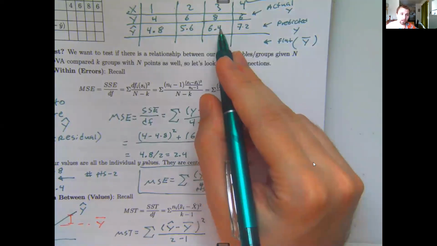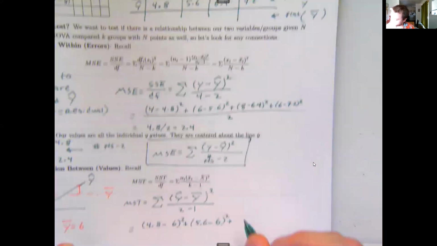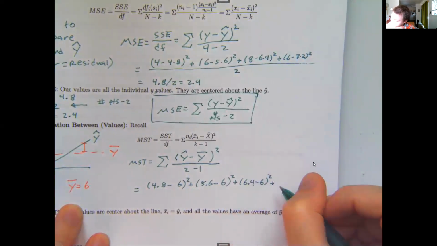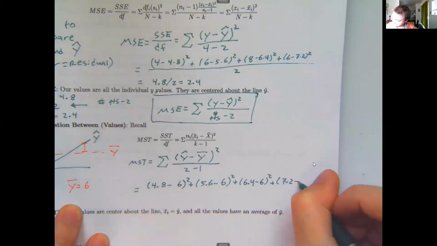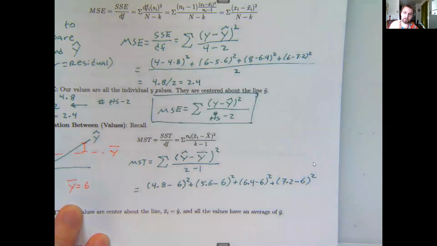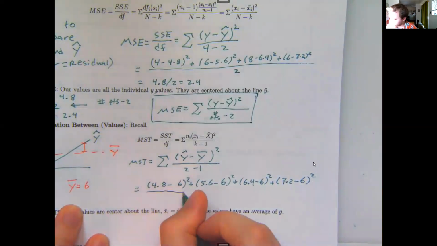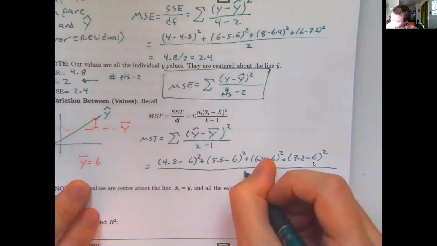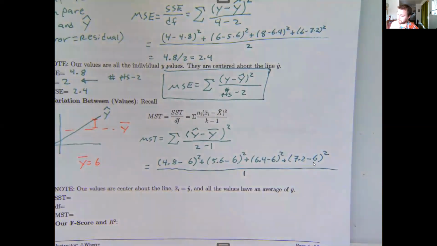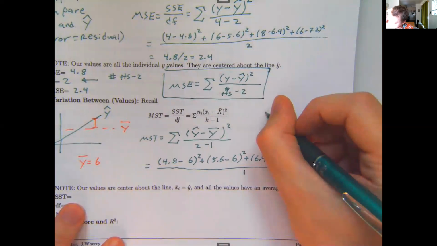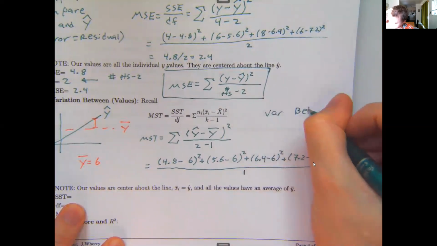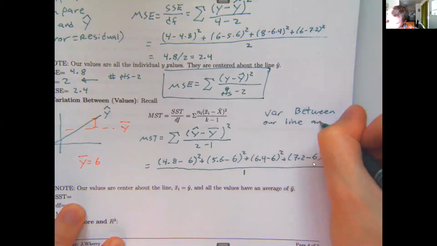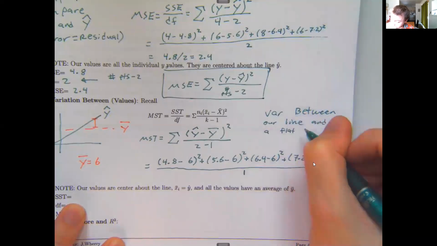Next, my next predicted value is 6.4, and my flat line is 6. And finally, my last one is 7.2, and my flat line, again, is still 6. When I'm dividing this out, I'm dividing by 2 minus 1. I have 2 lines, so my degree of freedom for these 2 lines that I'm comparing should be 1. So I am comparing the variation between our line and a flat line. I want to see if there is slope.